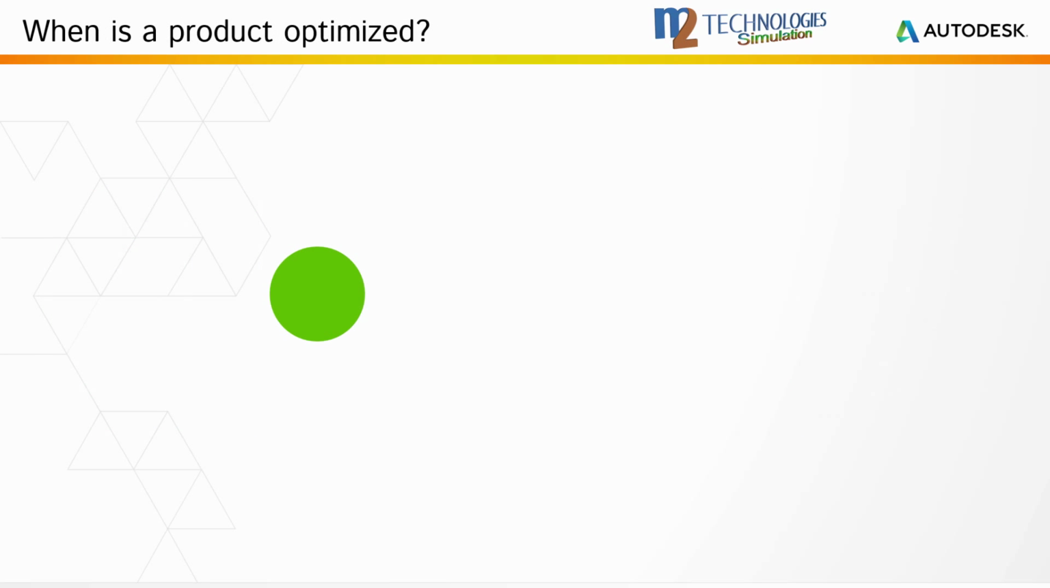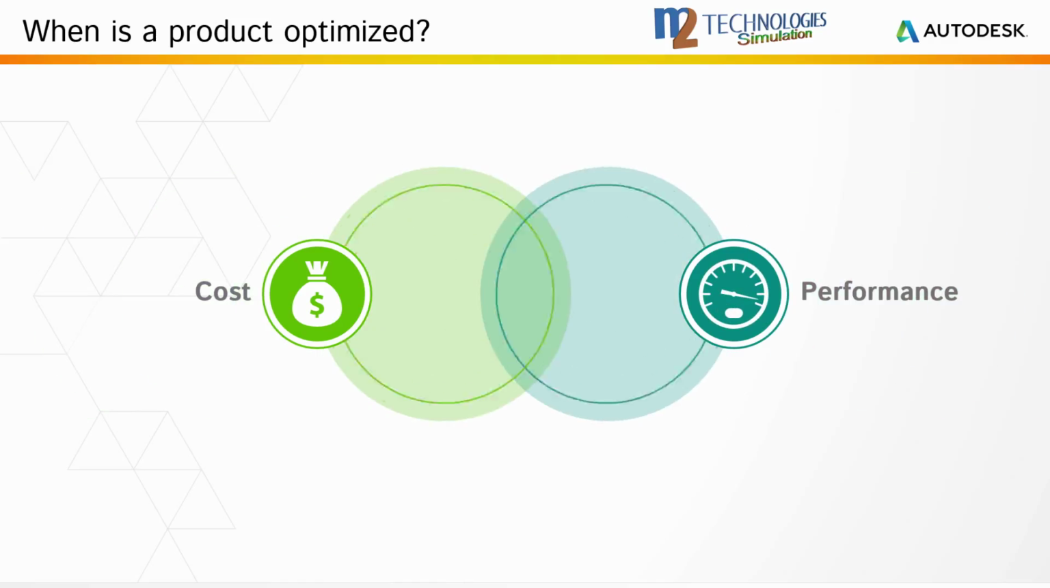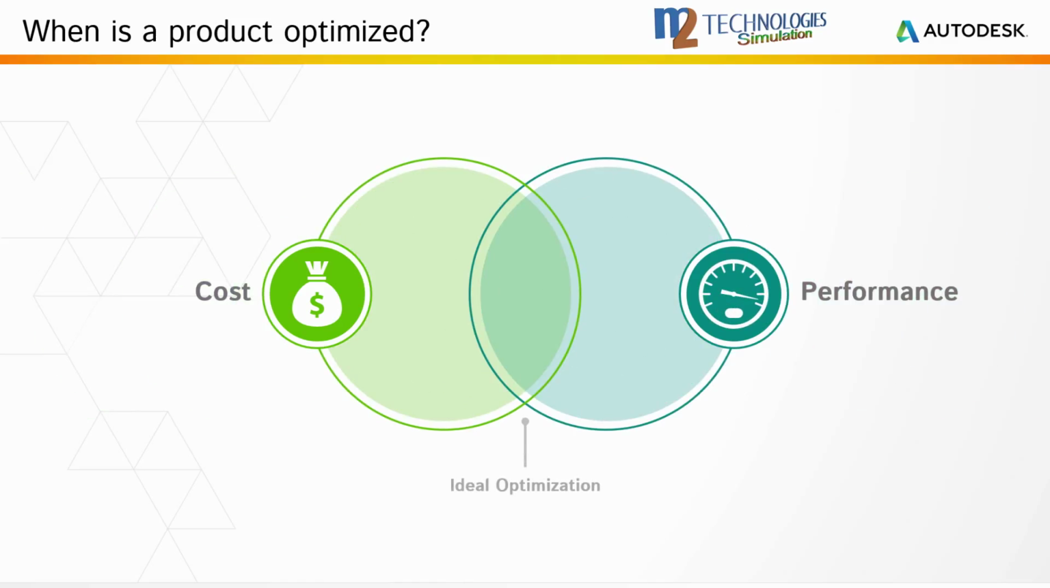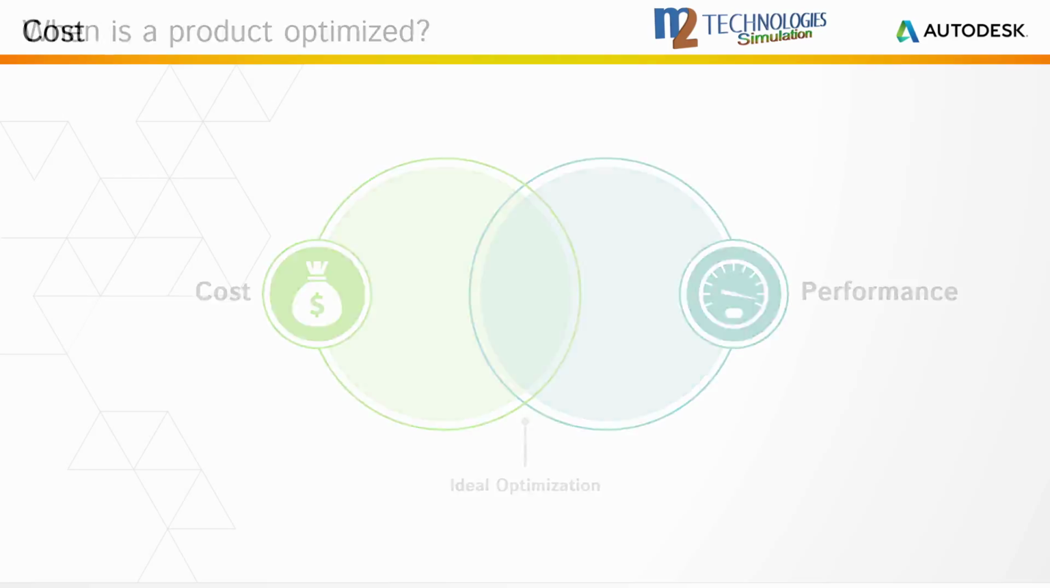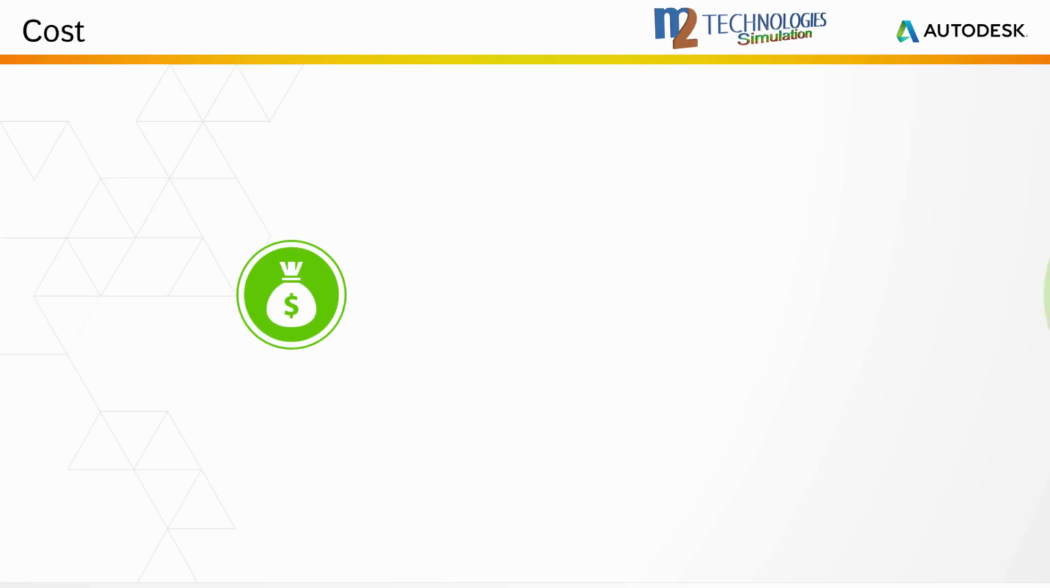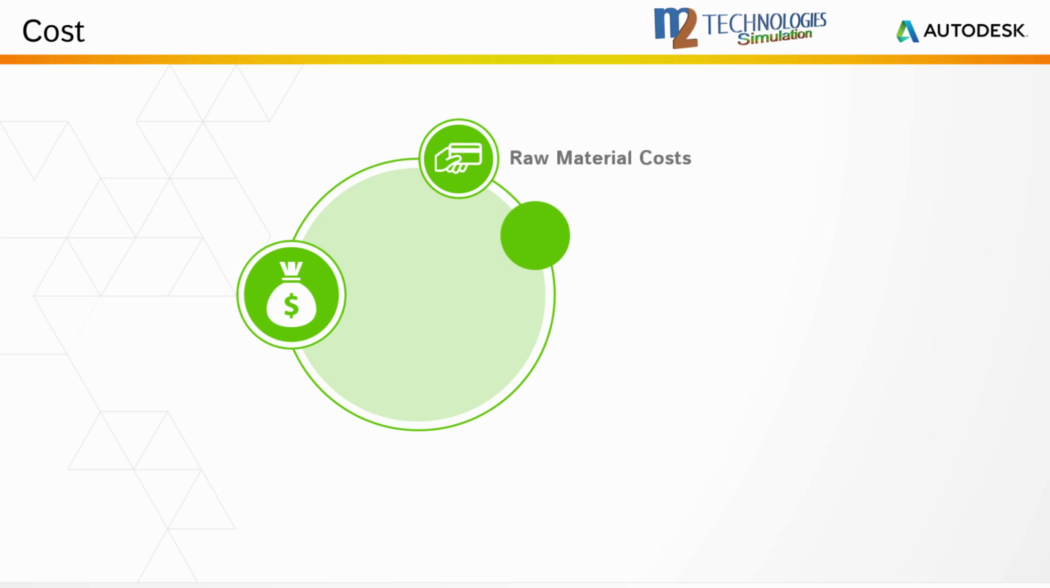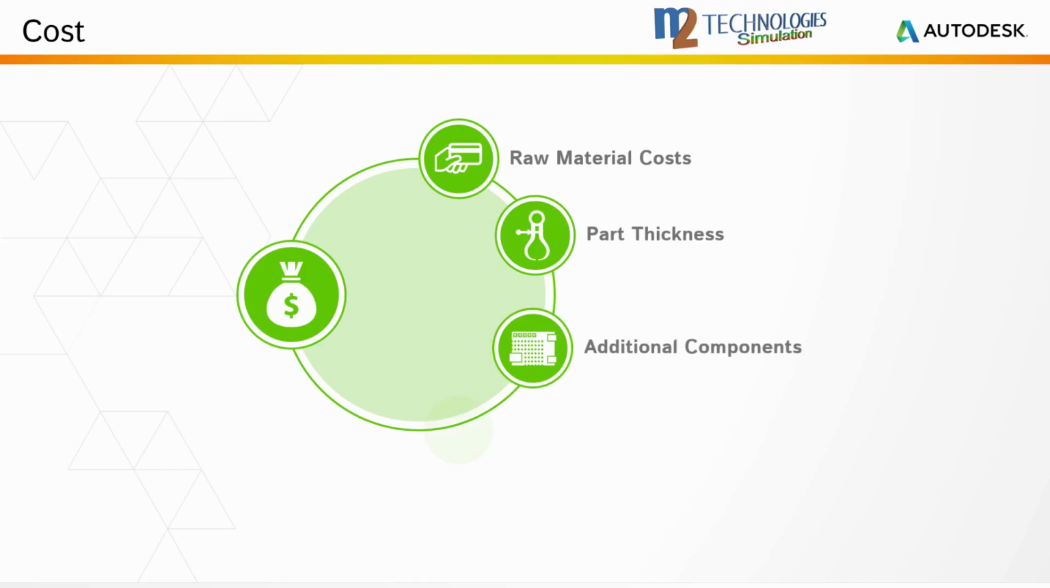If we break product design down into two areas, cost and performance, an optimized design will be the ideal balance between these two areas. There are many factors to consider when looking to reduce the cost of your design. One of the first that you'll encounter is the cost of raw materials. Being able to simulate various materials to determine, for example, a part's ideal thickness can result in huge savings.